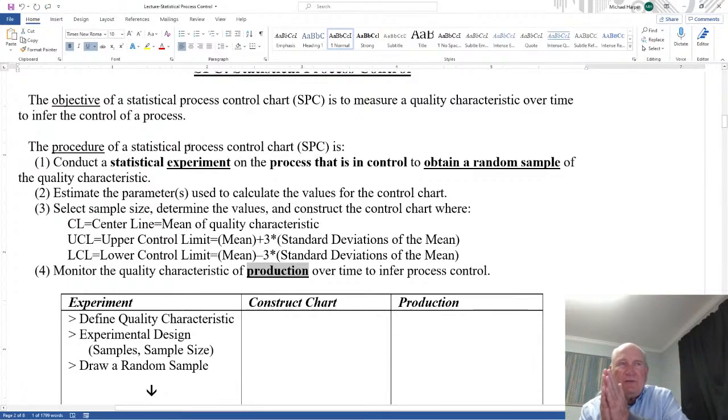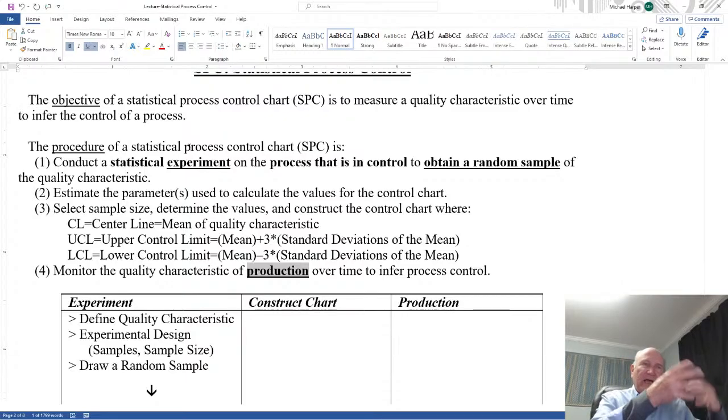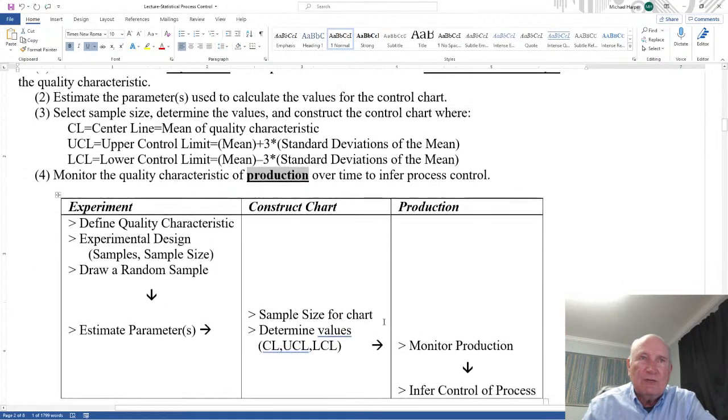Some people put them together, and you can, but I'm going to distinguish the difference mainly because the data are handled a different way. They're not handled the same way. You have your experiment to estimate your parameters, then you have production to infer process control. Those are 2 different objectives: estimate parameters, infer process control, 2 different operations. Okay, let's go in and do it.